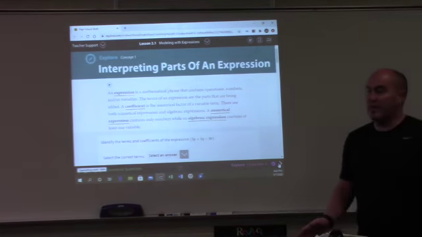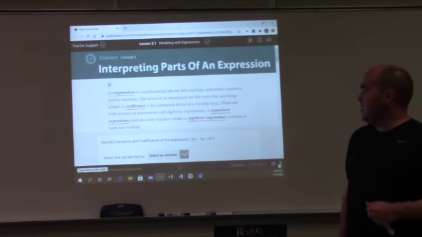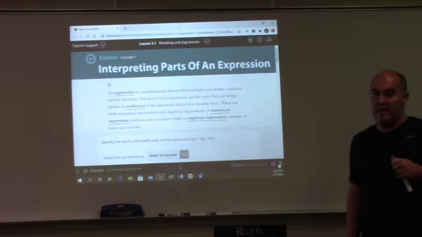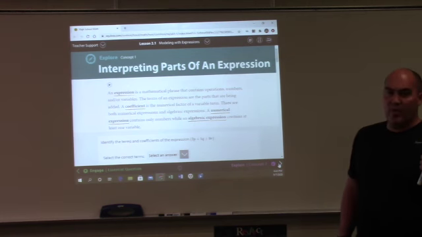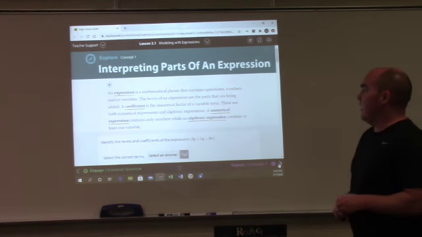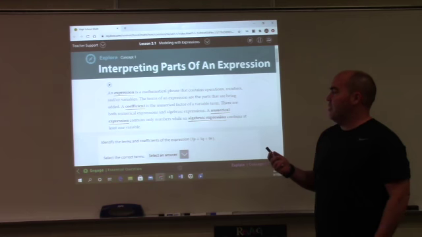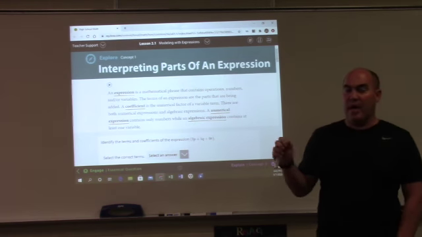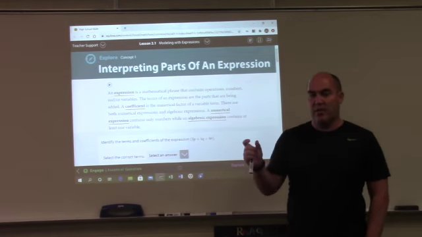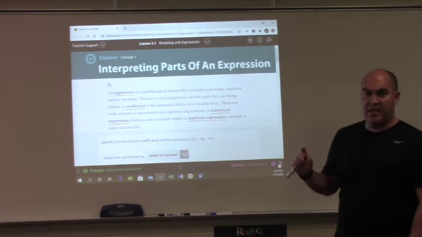Interpreting parts of an expression. All right, so an expression is a mathematical phrase that contains operations, numbers, and/or variables. The terms of an expression are the parts that are being added. They use the word added. It could really be added or subtracted. We'll get to that in a second.